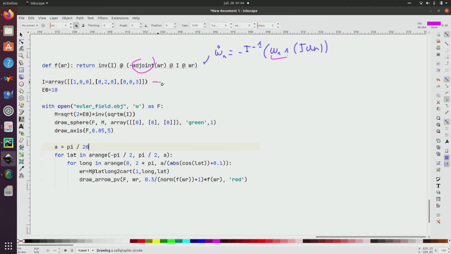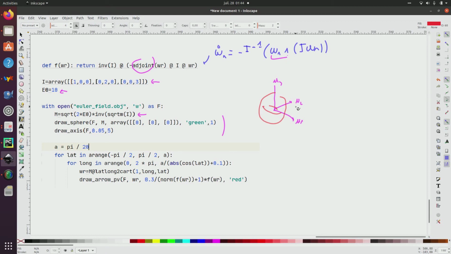Then here I have my inertia matrix, and here the energy I want. The matrix M, and I was able to draw the sphere. Now, to draw the vector field, I will go here in the space U1, U2, U3, and I have my unit sphere, which is given here. So I will scan it.